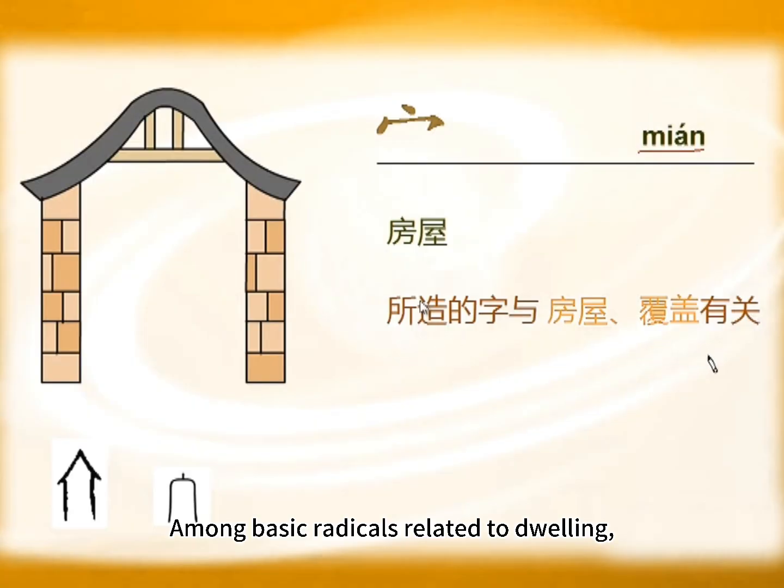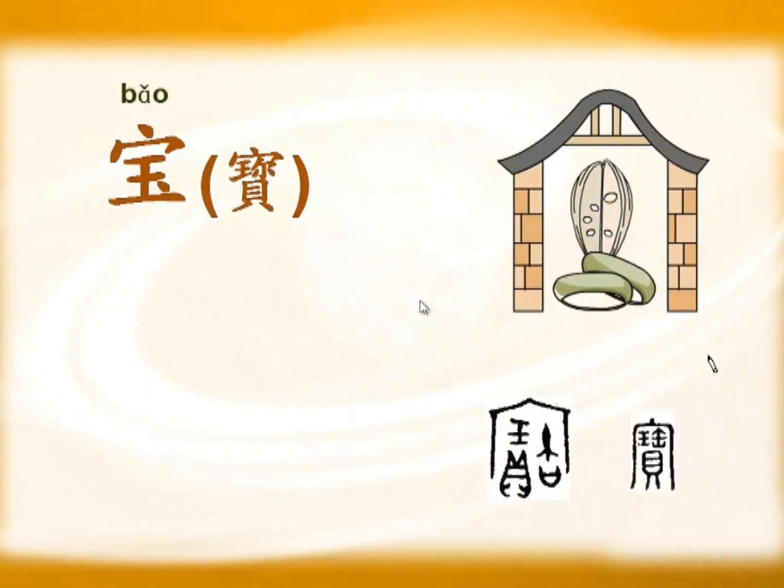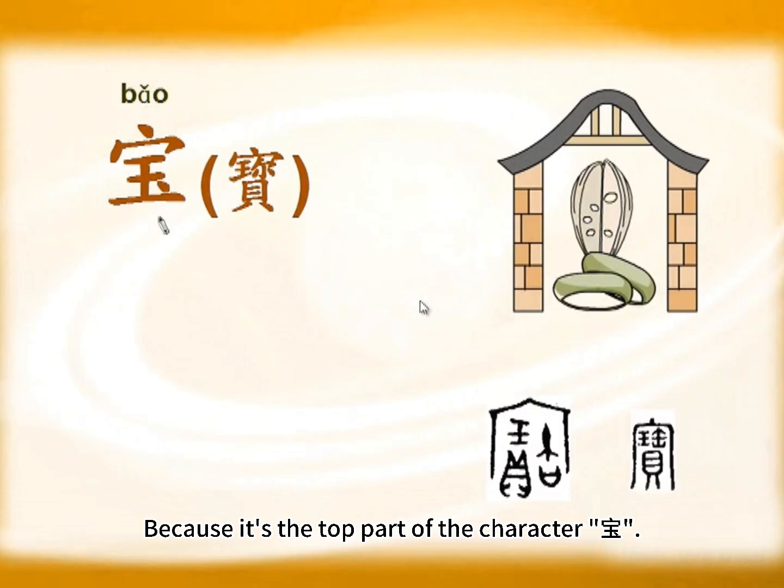Among basic radicals related to dwelling, 宝盖头 is the most common. It forms the most Chinese characters. Now let's learn some common example characters. First, let's learn the character 宝, treasure. Why is this radical called 宝盖头? Because it's the top part of the character 宝.